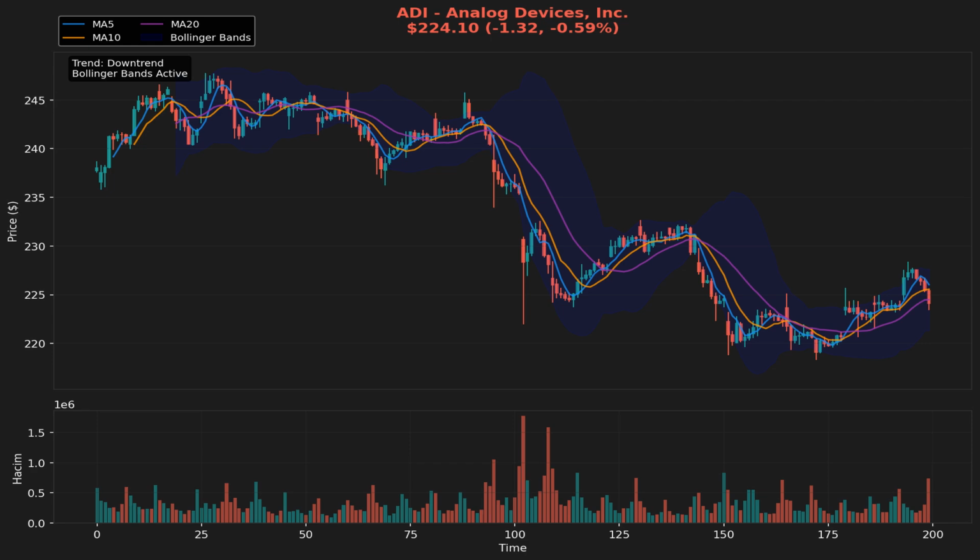This comprehensive analysis underscores the importance of combining multiple technical indicators to inform trading decisions, ensuring a well-rounded approach to navigating the stock market. This analysis is for informational purposes only and does not constitute investment advice.